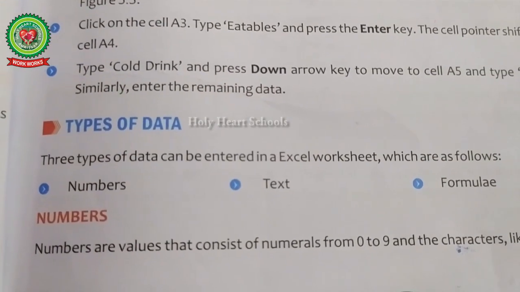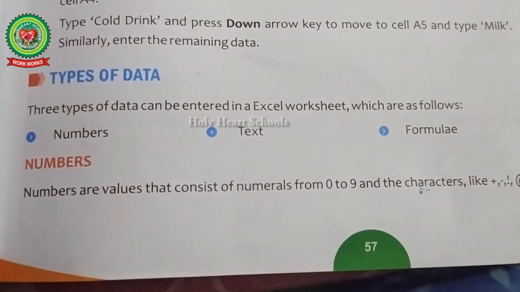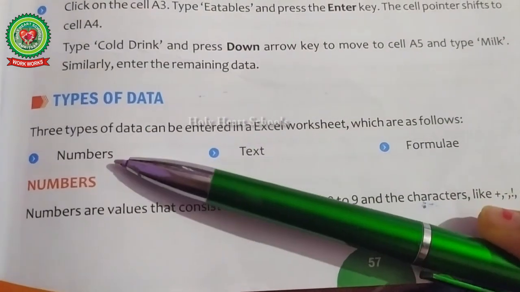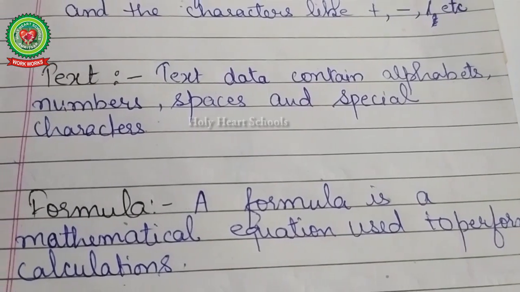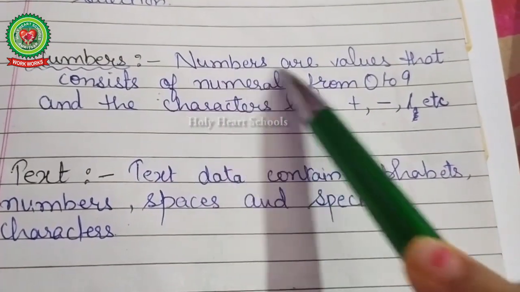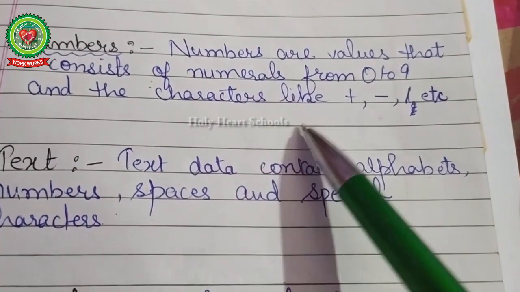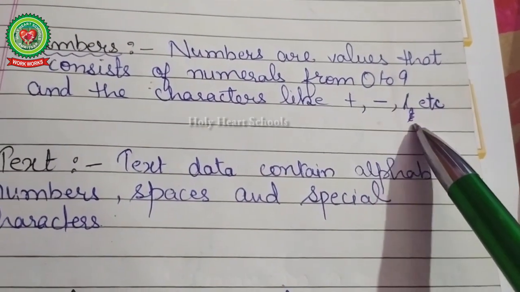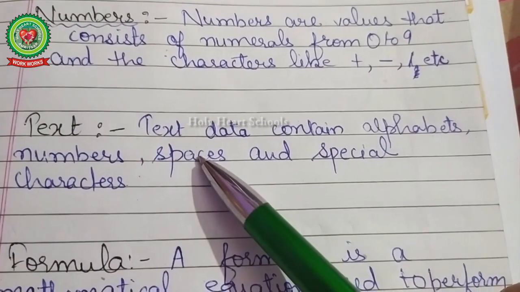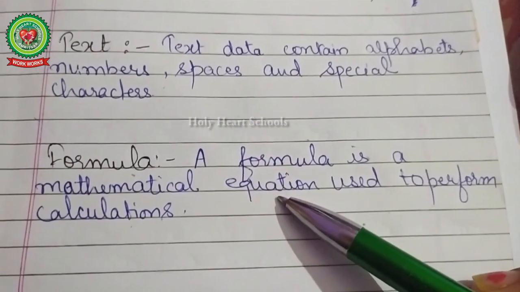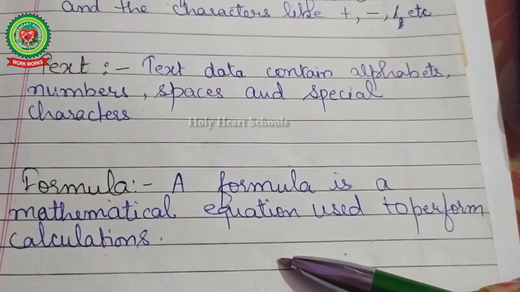Now we will talk about different types of data that we enter in a worksheet. We have 3 types of data: numbers, text, and formula. Numbers are the values that consist of numerals from 0 to 9 and the characters like plus, minus, multiplication, division, etc. Text data contain alphabets, numbers, spaces, and special characters. And formula is a mathematical equation used to perform calculation, and it is made by the user.